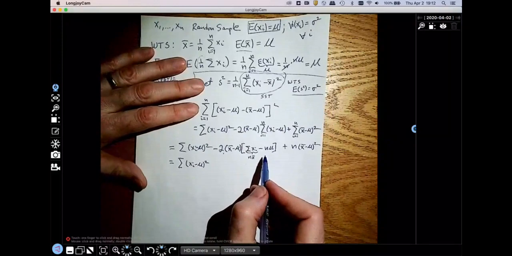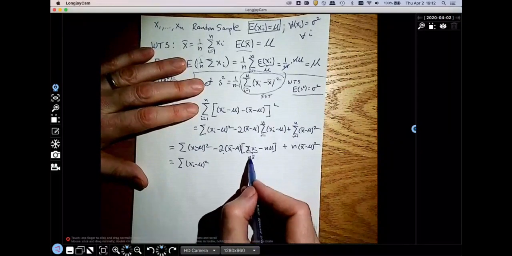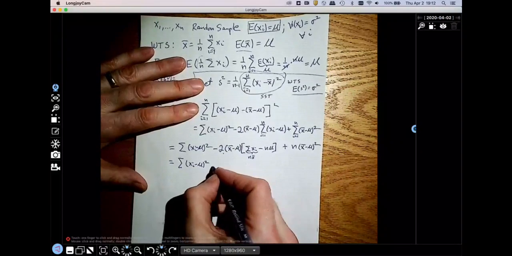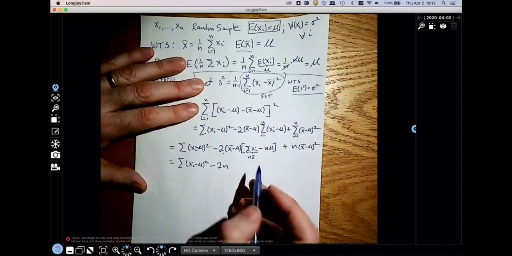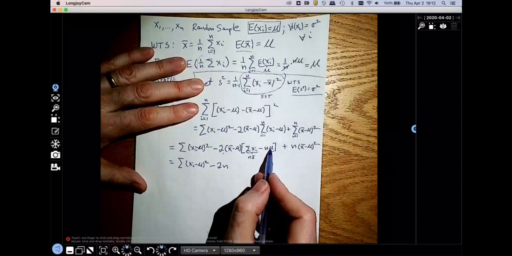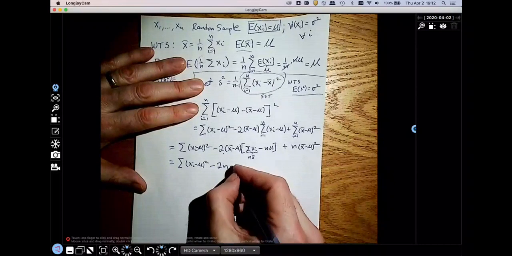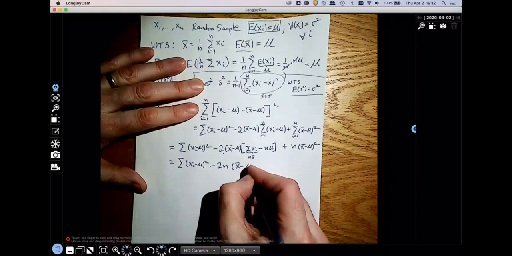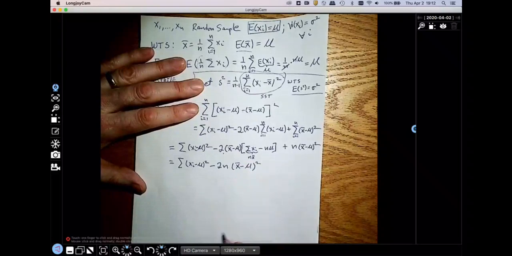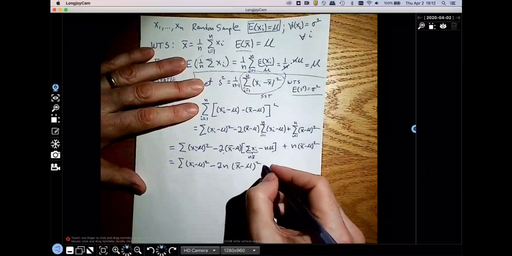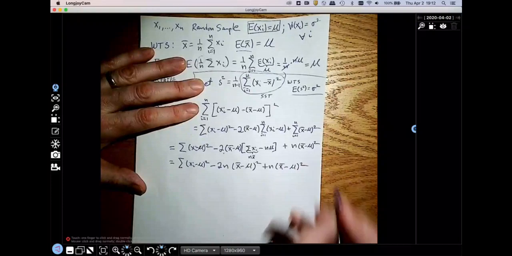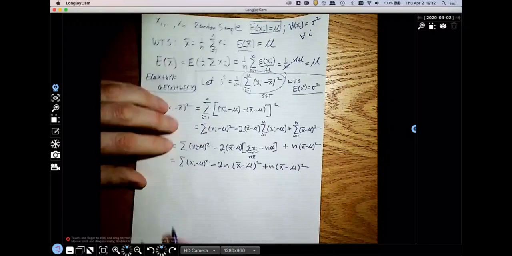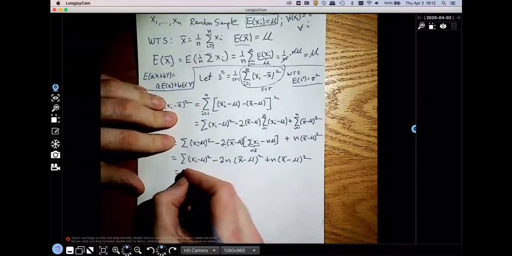So what I'm going to do is I'm going to factor out an n. So let's just go factor out that n. This is just 2 times n. And then I'm left with x bar minus mu times x bar minus mu. So that's just x bar minus mu squared. And then this last term is plus an n times x bar minus mu squared. So believe it or not, we're actually making serious progress here.